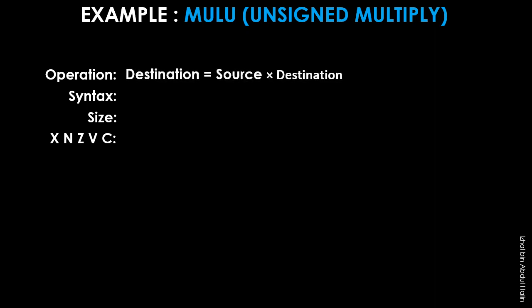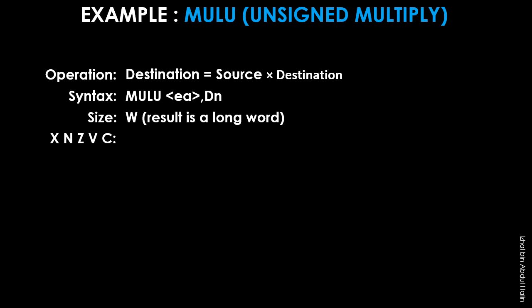An example of the unsigned multiply instruction is next. The mnemonic is MULU. Let's have a look at the operation, general syntax, size, and how it affects the status register. Upon execution, the destination operand is loaded with the multiplication results of the data in the source and destination operand. The general syntax is MULU effective address, any data register. Only word length data may be multiplied. However, the result is a long word piece of data.